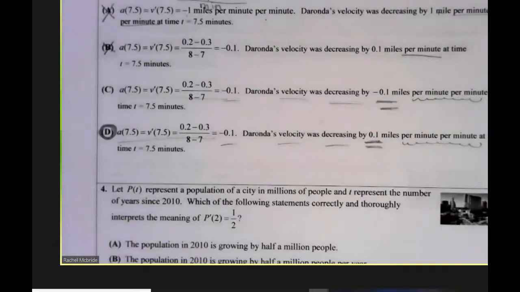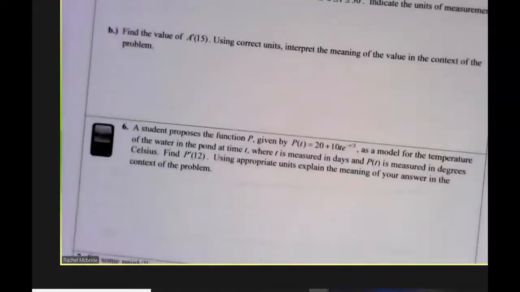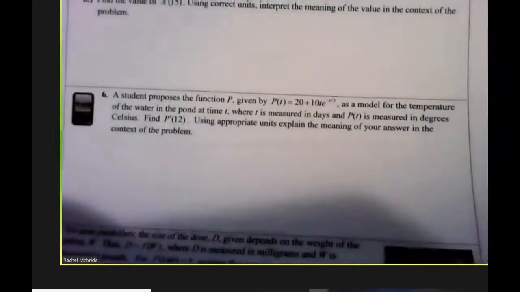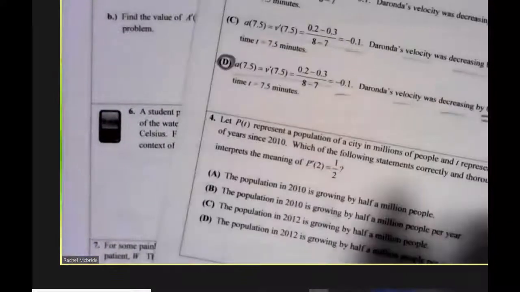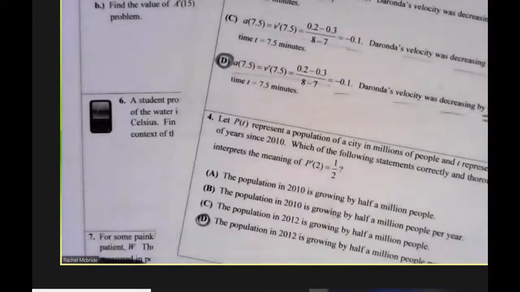Okay, so just let's go on to the next page so we can do some actual math problems. I think you have the interpreting down. If you really wanted to know, the answer to letter 4 is D.